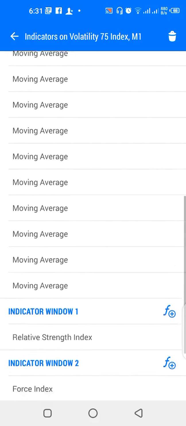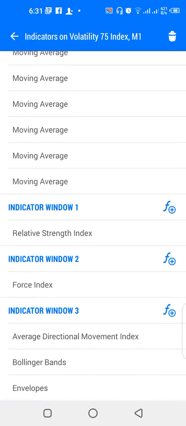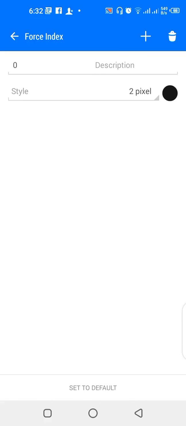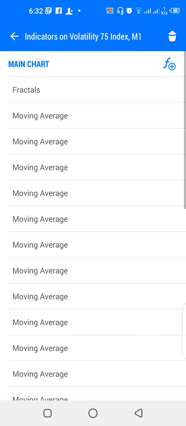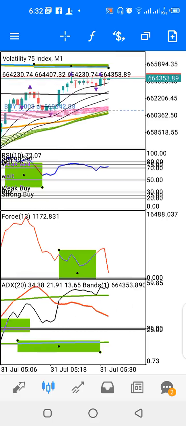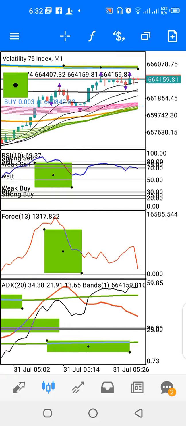Then the indicator window 2, we have force index. Let's look at the parameters. The period is 13. The method is simple. The volumes is tick. The upper band color is red. And then the level is 0. Color of the level is black. And that's that for the force index indicator window.